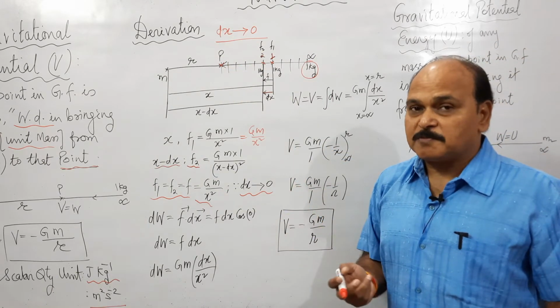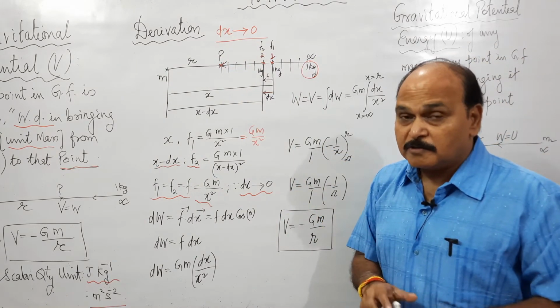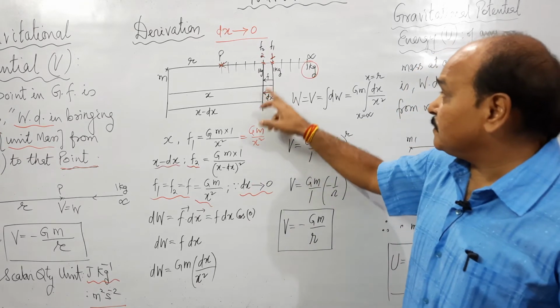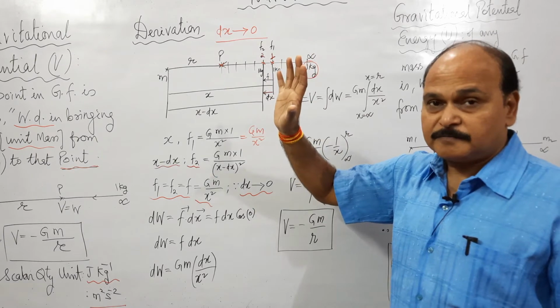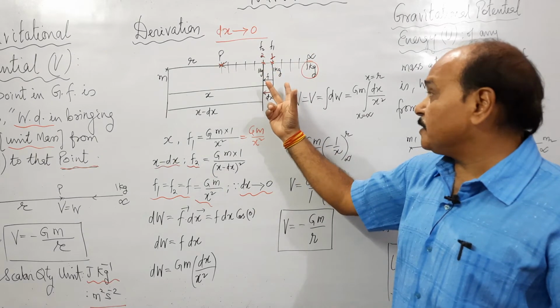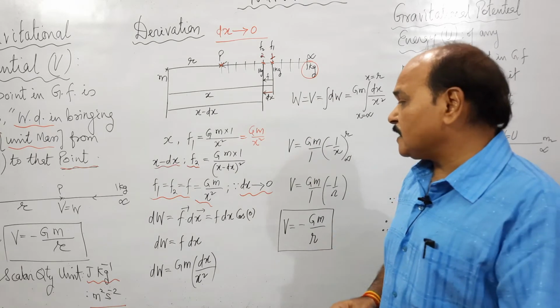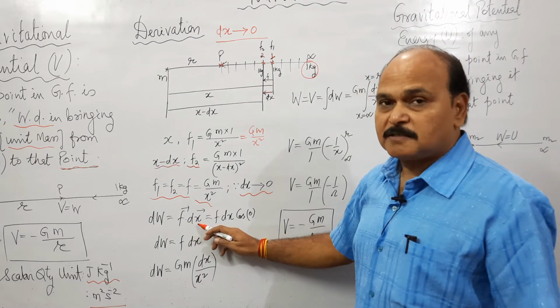For this very small displacement, work done is going to be the dot product of force and displacement. See, for this very small displacement, force is now constant. So what is the work done for this very small displacement? Dot product of force and displacement vector. And what is that? F dot dx.